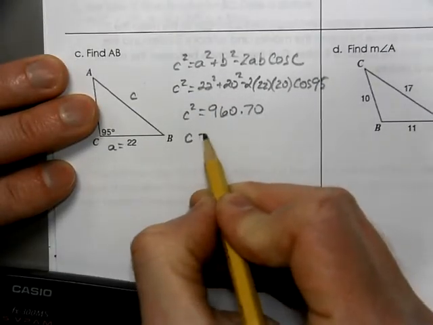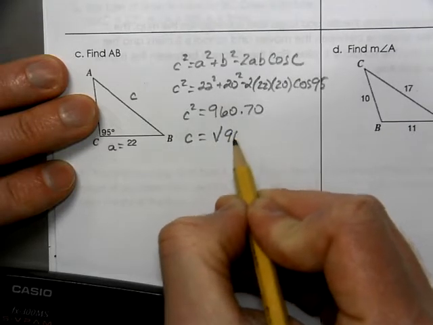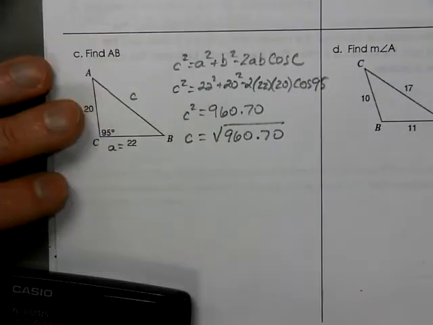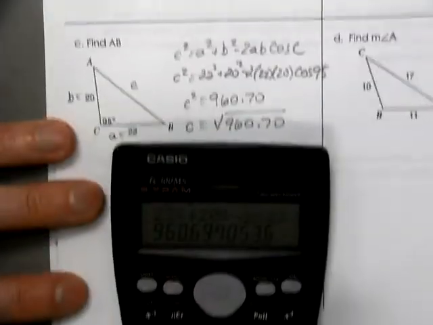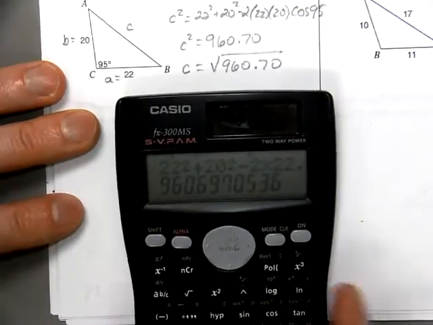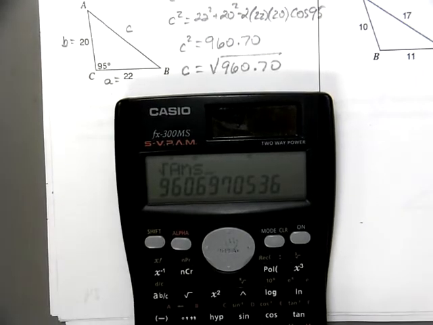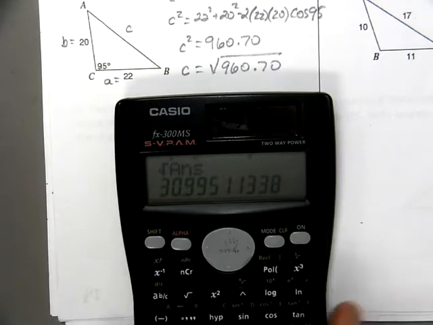And then we'll take the square root of both sides of our equation. We know that we're going to use the square root button with answer. So we're going to bring up the answer so we get a very accurate result. 30.99.